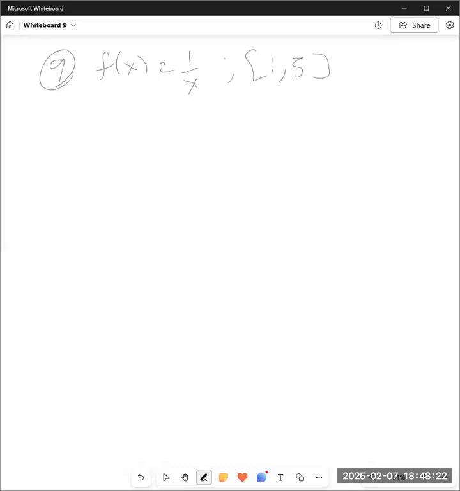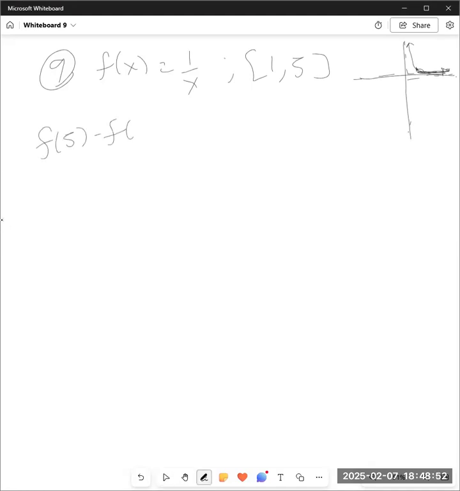So again, although there is a discontinuity at x equals 0 here, we're talking about just this piece from 1 to 5, and that piece of the curve is smooth and continuous. So I'm in good shape. The mean value theorem, the intermediate value theorem will apply here.